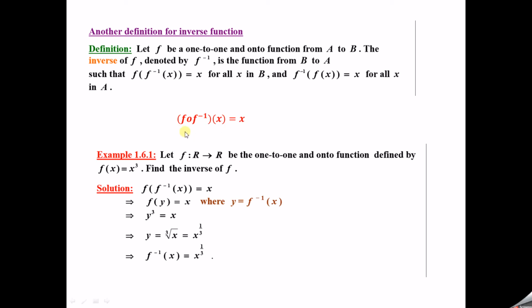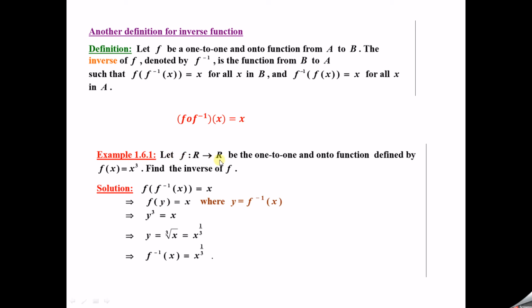In general, we write this way: f circle f inverse at x is equal to x. That means the composition of a function and its inverse is always an identity function. So for a given function f, to find the inverse, we use this equation: f circle f inverse at x is equal to x. This is an important equation. Whenever we want to find the inverse of any function, we use this equation. So let us look at an example.